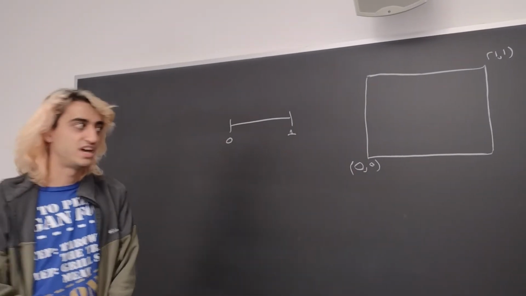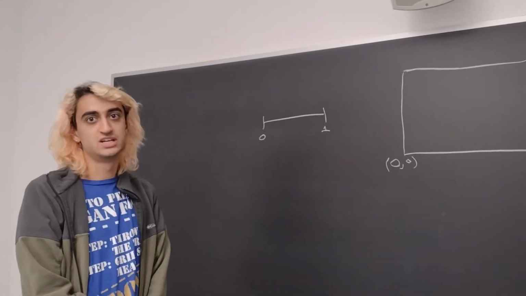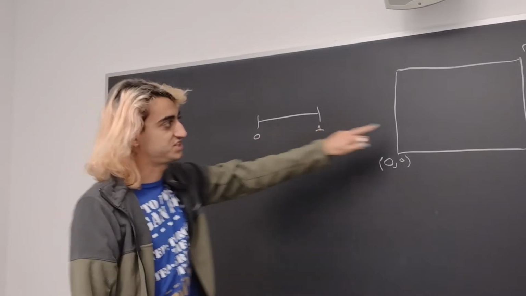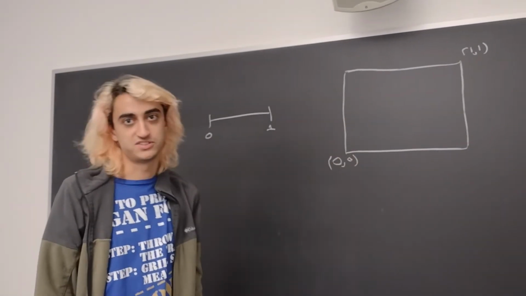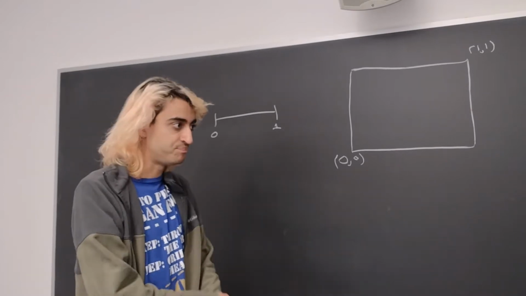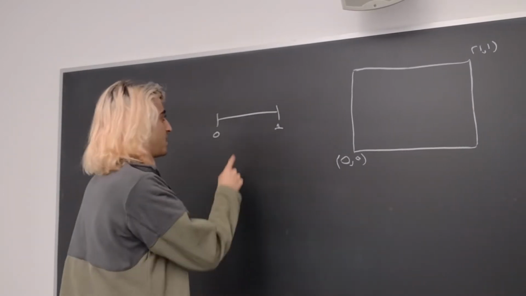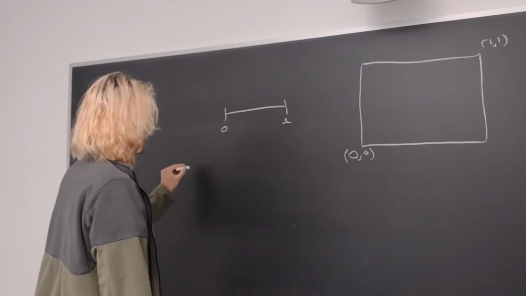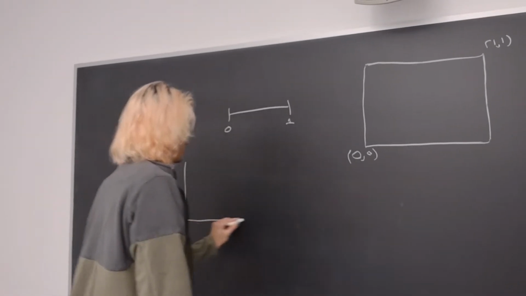So it would seem that it's impossible to make a function that maps from here to here and hits every single point in the square. But that's actually not true. There's a way to make a space-filling curve that maps from here to here and hits every point. So to show you how this curve works, first we're going to describe an operation on paths.